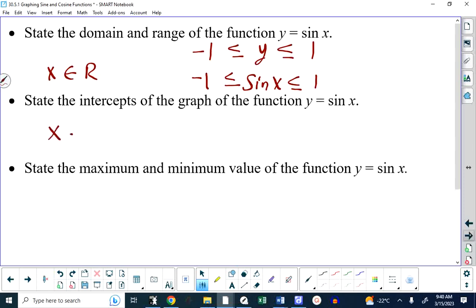The x-intercepts are multiples of pi. If you look at the graph, there's an x-intercept at x equals 0. There's one at pi. There's one at 2 pi. There's one at negative 2 pi, negative pi, etc. We do need to follow this up, everybody, with telling people what n is. N is an integer. And there's a y-intercept as well that's equal to 0.